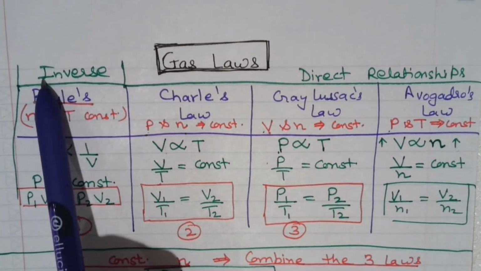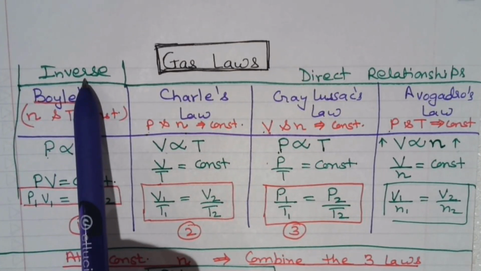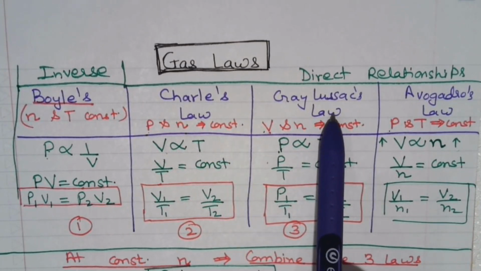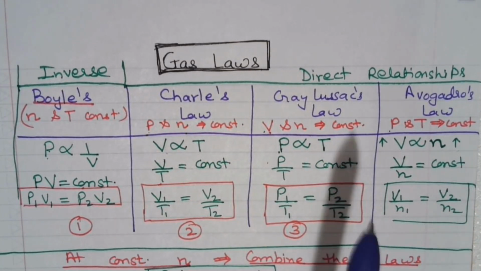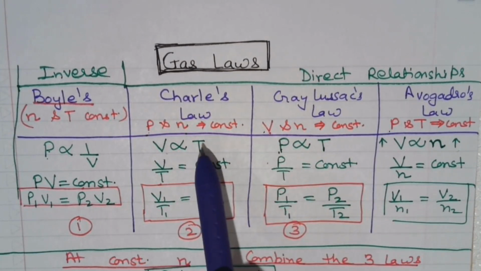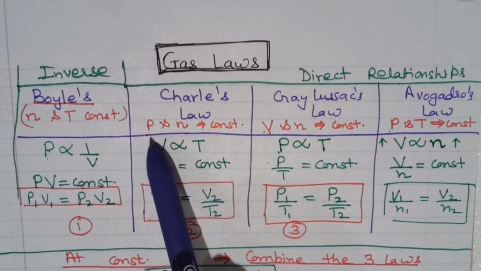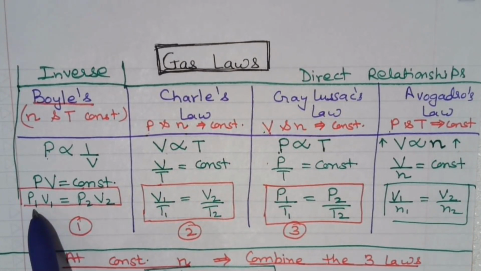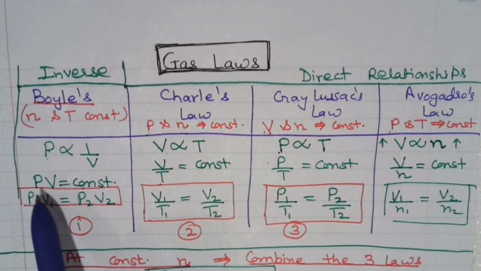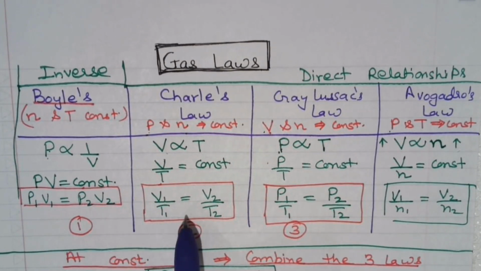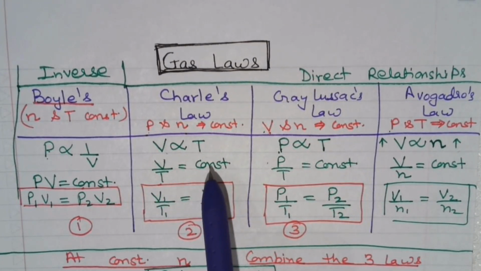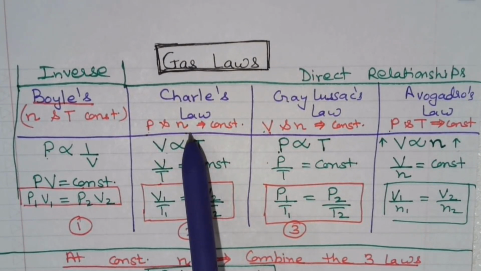So always remember only Boyle's law is the inverse relationship. The other three, Avogadro, Charles, Gay-Lussac, are all direct relationships, meaning if you increase one thing the other increases too, right? So Boyle's law is P1 V1 equals P2 V2, meaning PV is always constant. Charles' law is V1 over T1 equals V2 over T2, right? Because V over T is constant, keeping the pressure and number of moles constant.